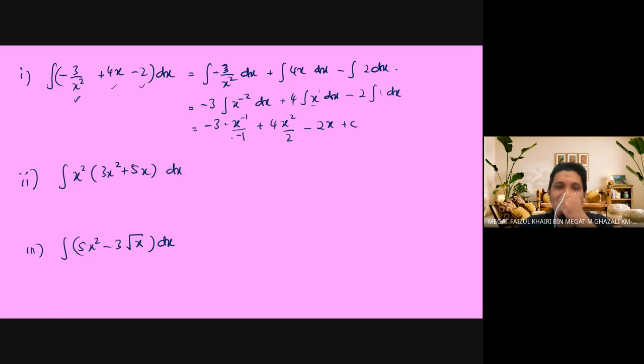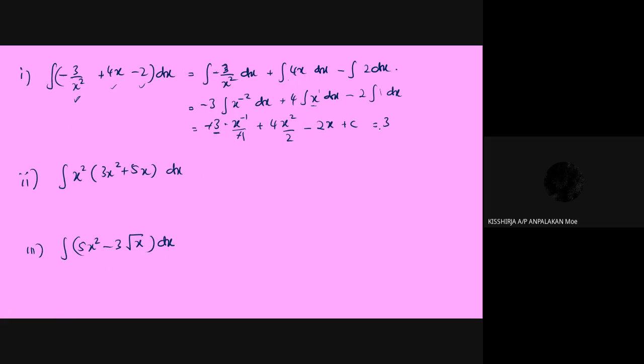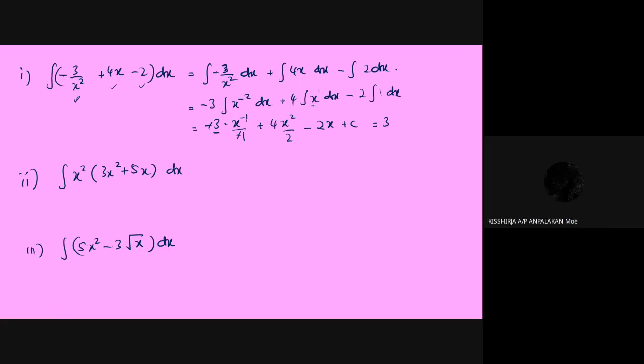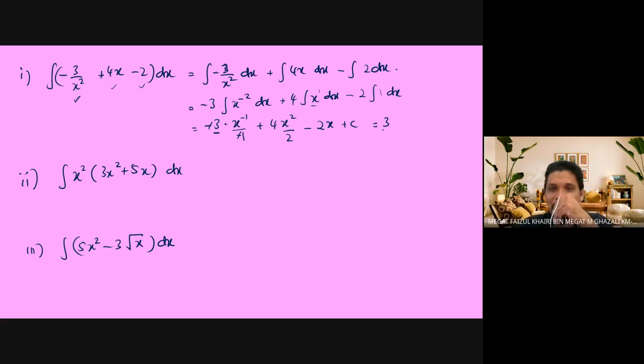So let's simplify this. Negative times negative is positive. So 3, and x power of negative 1, sorry, 3 over x. Good. And then 4 divided by 2 equals 2, so we get 2x squared minus 2x plus c.